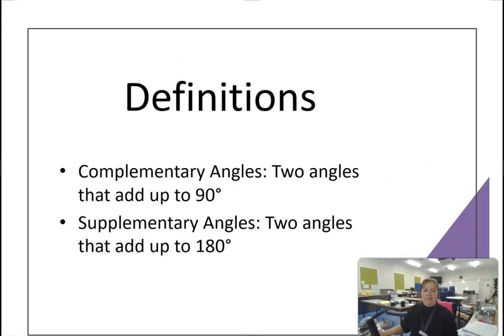So to start off with, we've got a couple of definitions. Complementary angles are two angles that add up to 90 degrees. Supplementary angles are two angles that add up to 180 degrees.